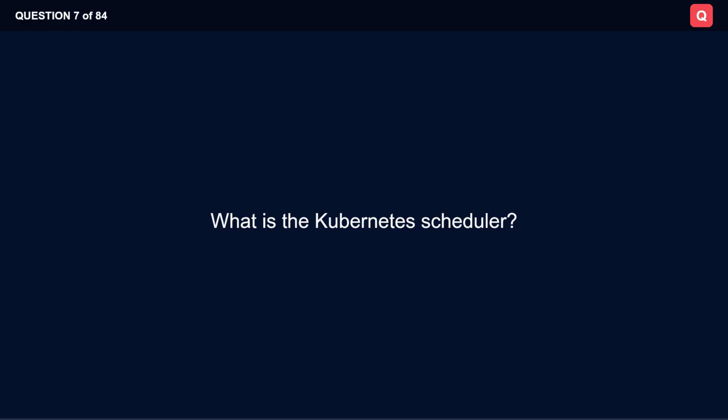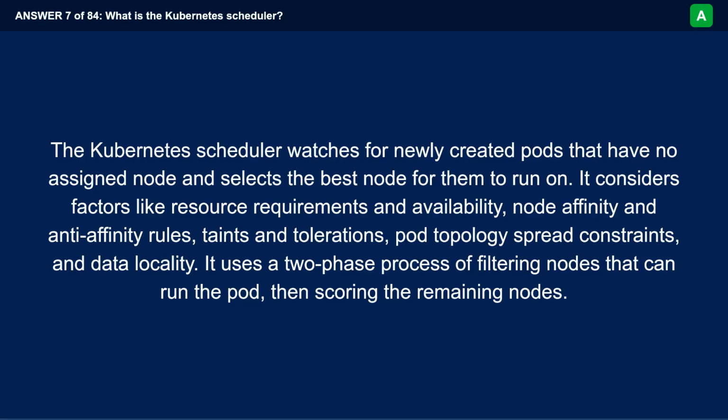What is the Kubernetes scheduler? The Kubernetes scheduler watches for newly created pods that have no assigned node and selects the best node for them to run on. It considers factors like resource requirements and availability, node affinity and anti-affinity rules, taints and tolerations, pod topology spread constraints, and data locality. It uses a two-phase process of filtering nodes that can run the pod, then scoring the remaining nodes.